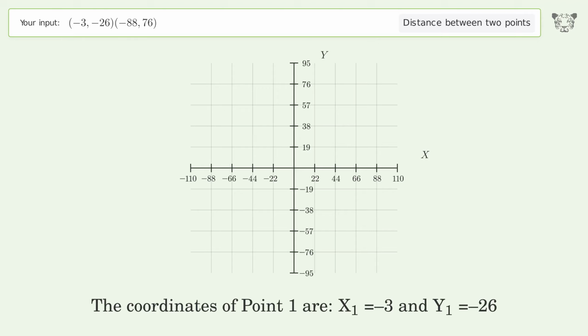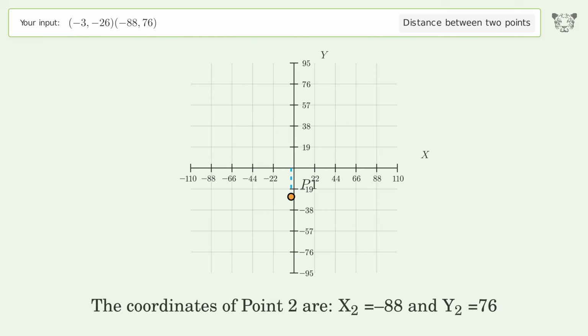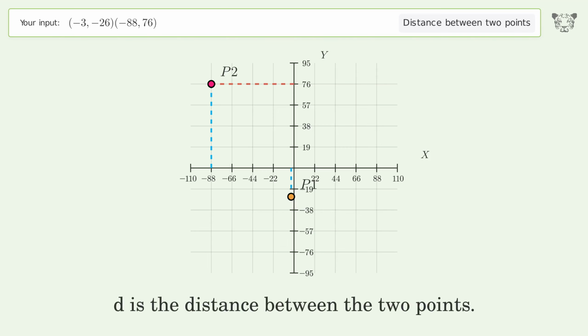The coordinates of point 1 are, x1 equals -3 and y1 equals -26. The coordinates of point 2 are, x2 equals -88 and y2 equals 76. D is the distance between the 2 points.